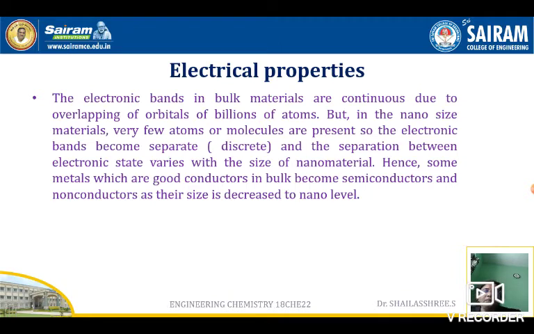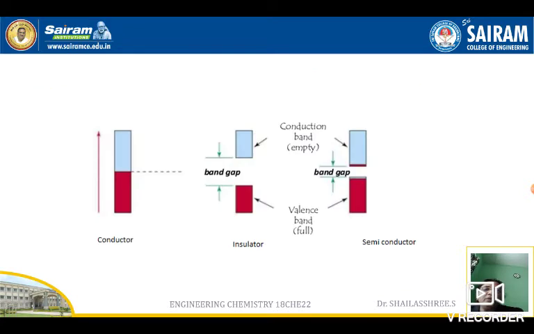Coming to the electrical properties, friends. In bulk, the material may be a very good conductor. But after it is made as a nanomaterial, when you study its properties, it will be acting as a semiconductor, or sometimes as an insulator, because the band gap will be increased more here when you take only one material.